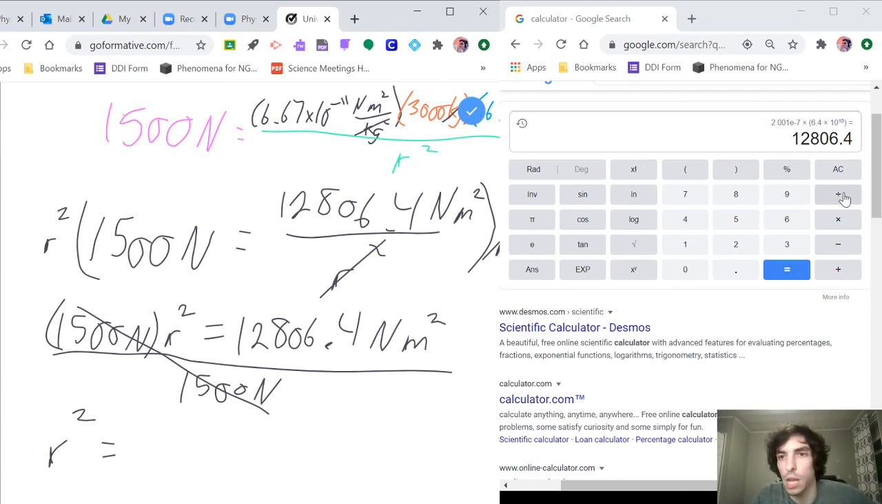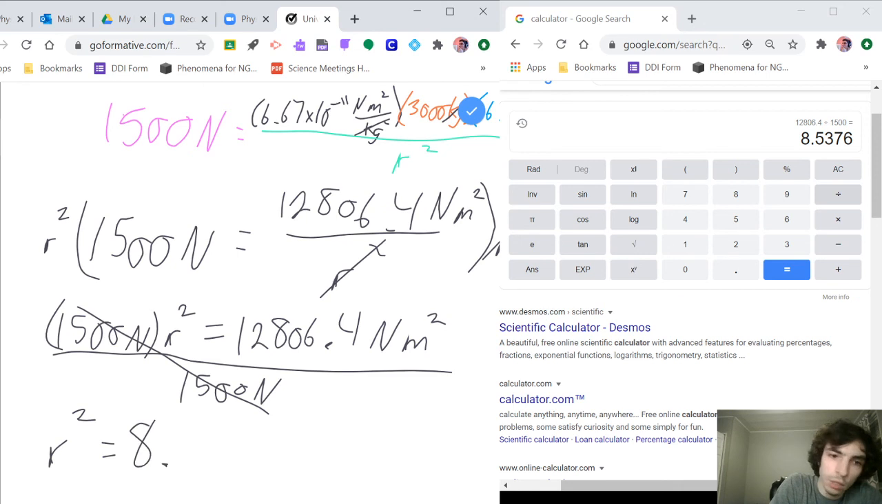12,806.4 divided by 1,500. And that leaves us with 8.54. Let's just round that to our second decimal place.